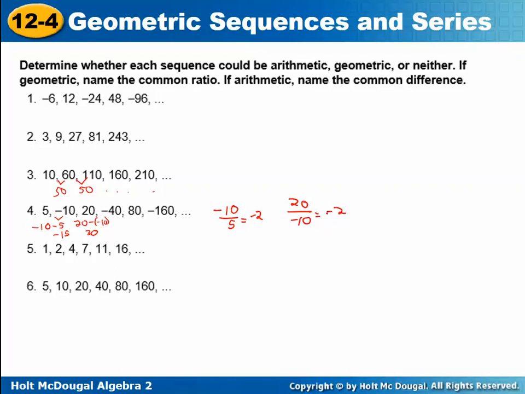Then I'll take the third term and divide it by the second term. That's also negative 2. Now if you see a pattern and you think that it's going to be that, check it with all of them. So then I have negative 40 over 20. That's also negative 2, so it's looking very good. Just a couple more to check. And it looks like in all of these cases, the term divided by the previous term, every time the ratio is negative 2. So number 4 is geometric, and the common ratio r is equal to negative 2. Now there probably is at least one of these on here that is going to be neither.